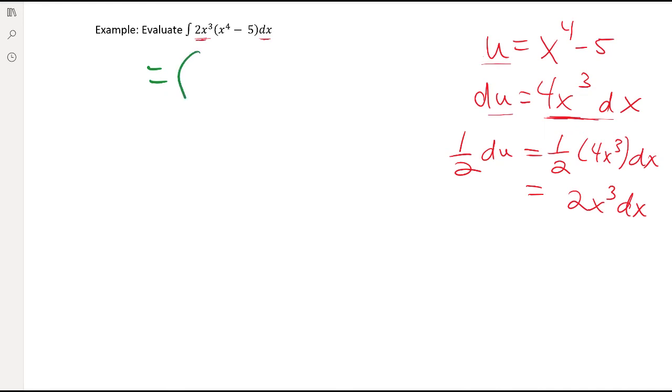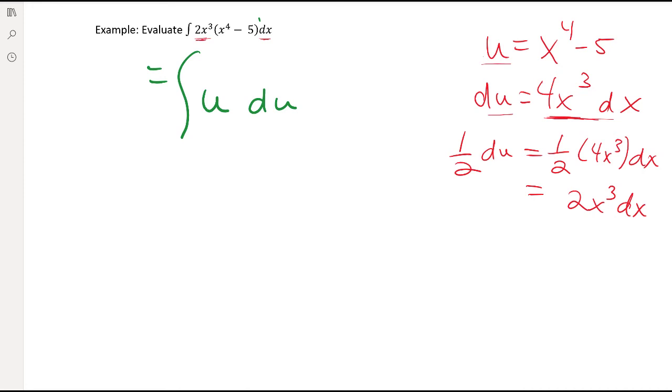Now let's substitute. The x to the 4th minus 5 becomes u to the understood first power. The 2x cubed dx gets replaced, and we're going to call it 1/2 du. So remember, everything's multiplying. The order of multiplication doesn't matter. So I'm going to take that du and put it there. We always put the du at the end. And then the 1/2, I actually have options.